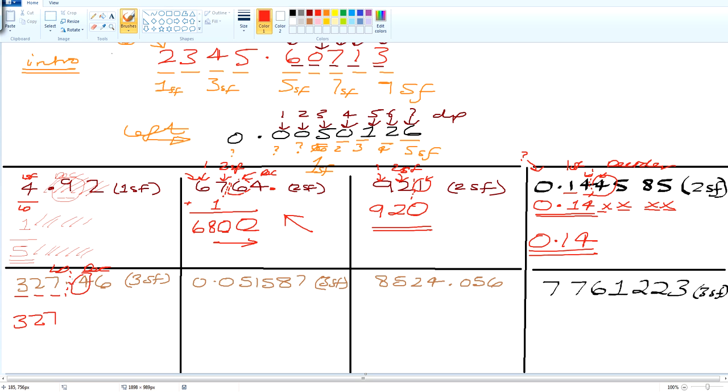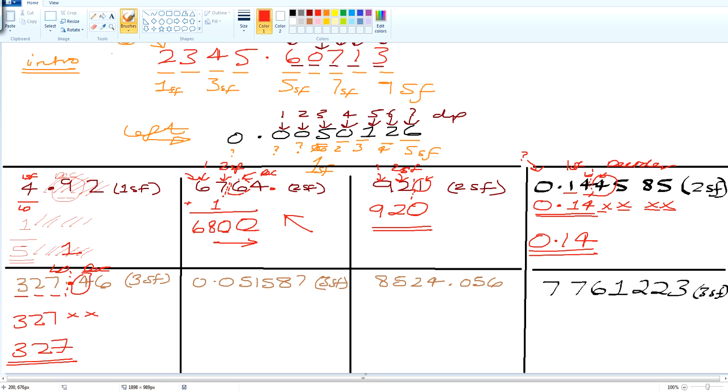Now, we have reached, Amina, the decimal point. What do we do when we reach the decimal point? We stop. So what happens to these two numbers here? We leave them off. So my final answer is 327 to 3 SF.